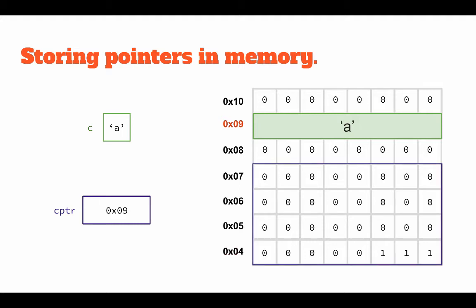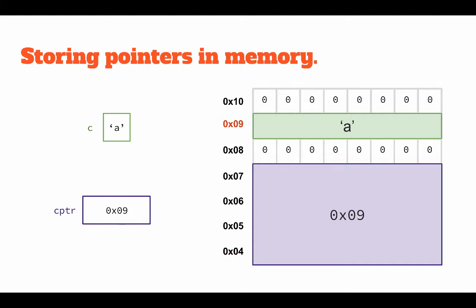And this is the point I want to make: even though it is a pointer, that address still has to be stored in memory somewhere, just like any other integer or character or string. So that pointer, in this case 0x09, might be stored in address 4. So the address is stored in memory at another address. And once we have that set up, we can then say that c pointer, which is stored in address 4, holds the address of c, which means that it points to c.